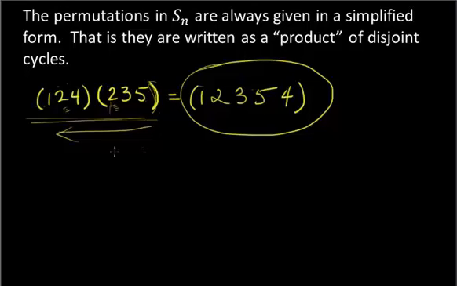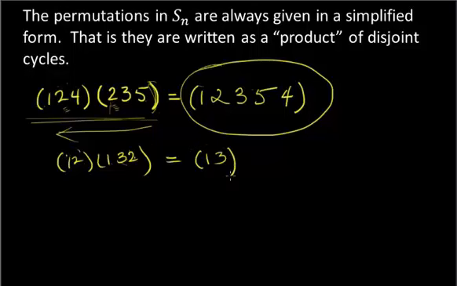Let's see one other example. Let's take (1 2) times (1 3 2). Again, these are not disjoint. There's a 1 and a 2 here and a 1 and a 2 here. So I'll write down my 1. 1 goes to 3, and over here 3 is fixed. Come back to the right, 3 goes to 2, and 2 is sent to 1, so I close.